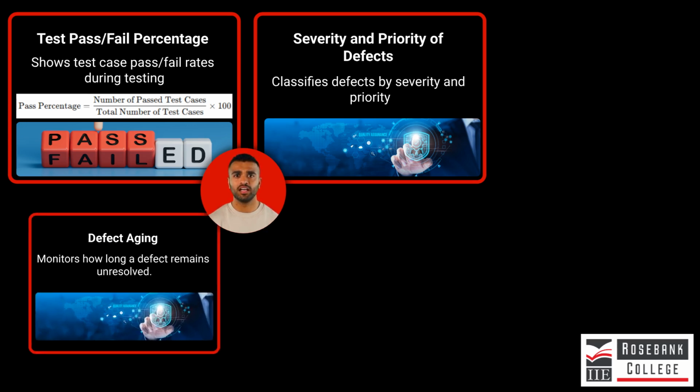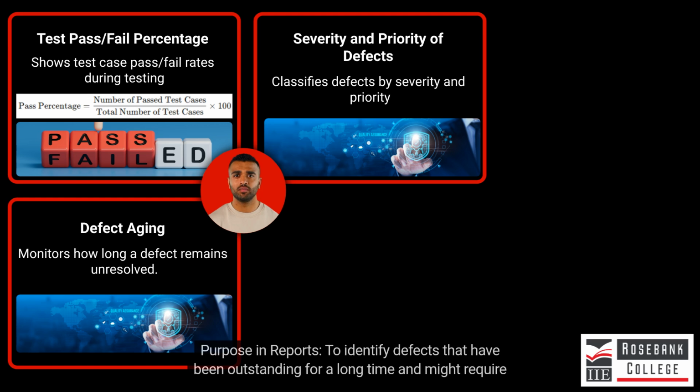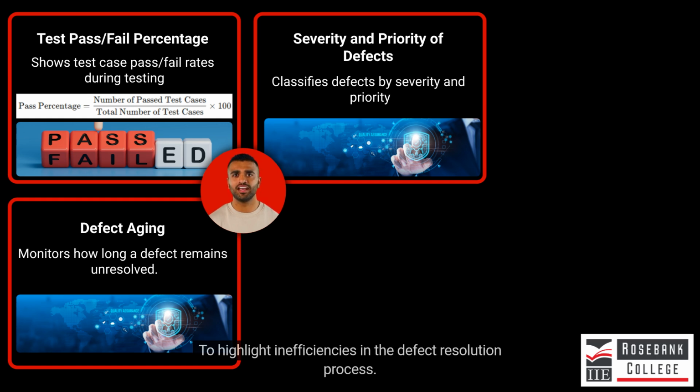Defect aging. Definition: tracks the amount of time a defect has been open and unresolved. Purpose in reports: to identify defects that have been outstanding for a long time and might require more attention, and to highlight inefficiencies in the defect resolution process. Example metric: the average age of unresolved defects is 4 days.